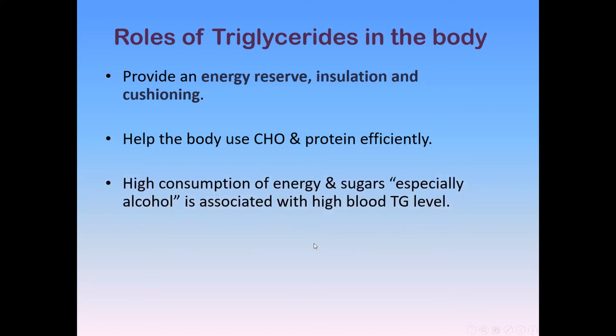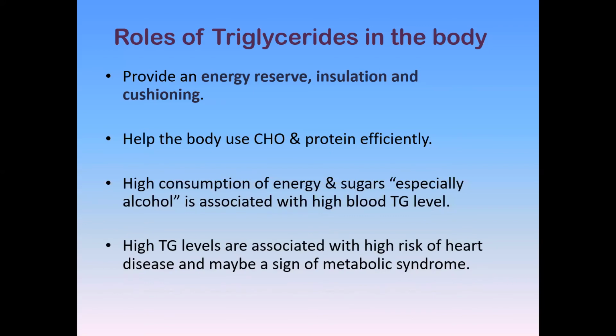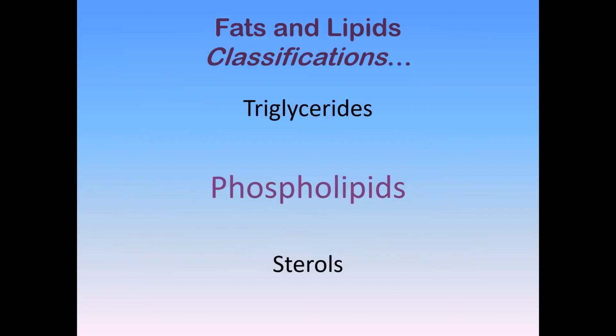Also, high consumption of energy and sugars, especially alcohol, we should know is always associated with a high blood triglyceride level, because when we consume sugars and we're not using them, we turn the excess sugars in our body into triglycerides. Therefore, when we eat a lot of sugars, we have fatty liver and a high triglyceride level. High triglyceride levels are associated with a high risk of heart disease and may be a sign of metabolic syndrome.